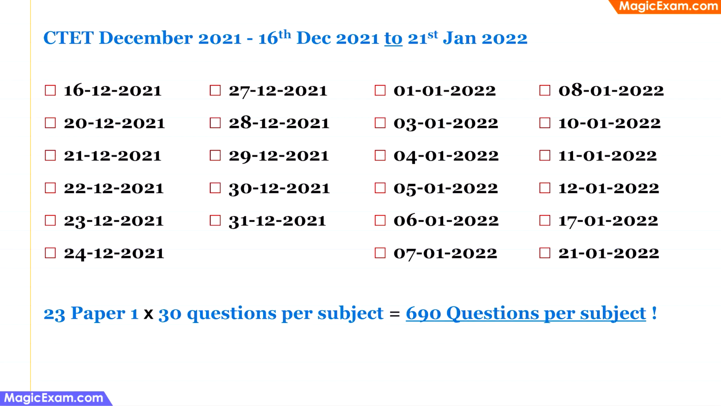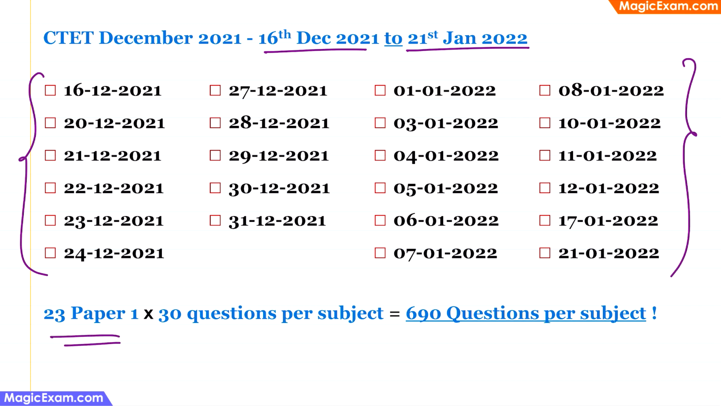The CTET December 2021 examination started from the 16th of December of 2021 and was conducted all the way till the 21st of January of 2022. Now the exam was conducted over a period of 23 different days. So there are 23 different versions of paper 1 that we can solve. And since each paper has 30 questions from each subject, we will be solving 690 questions per subject, which means that in this series, we will be solving 690 questions from EVS. So these 690 questions will cover the entire EVS syllabus that you should be familiar with for your upcoming examination.